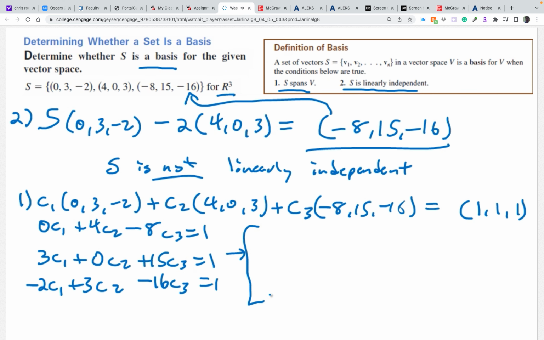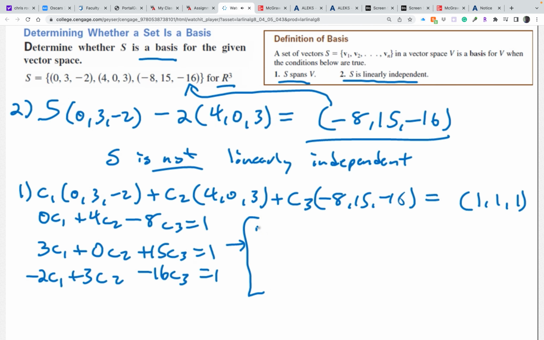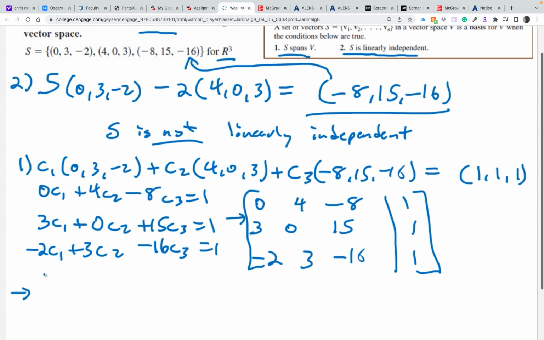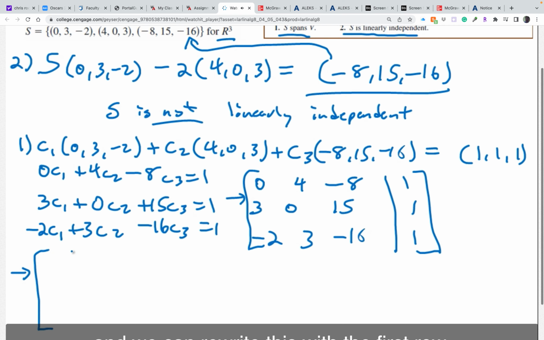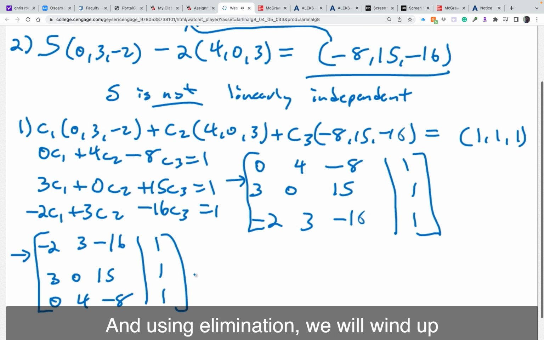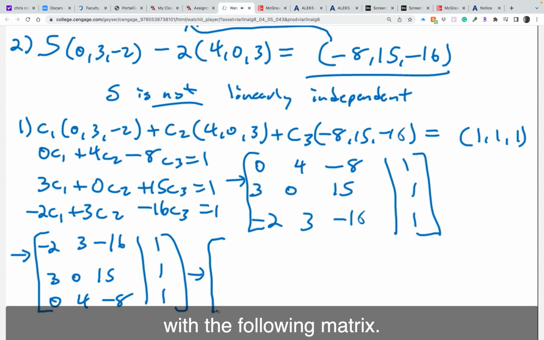And this will give us the following augmented matrix. So we'll get the first row 0, 4, negative 8, and 1. And then the second row will give us 3, 0, 15, and 1. And the third row, negative 2, 3, negative 16, and 1. And what we can do is swap some rows and rewrite this with the first row negative 2, 3, negative 16, and 1. Second row 3, 0, 15, and 1, and the third row 0, 4, negative 8, and 1. And using elimination, we'll wind up with the following matrix.